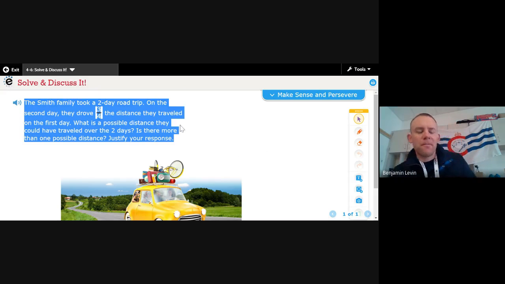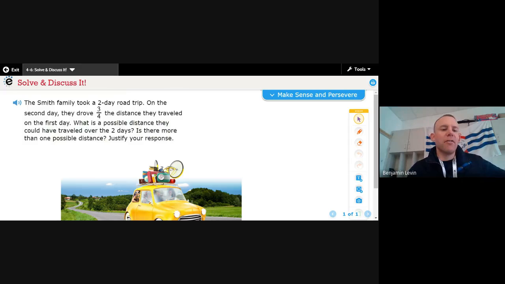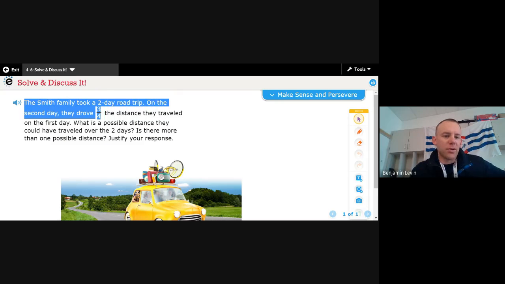Let's think about this. It didn't give us any other information than they drove for 2 days and they drove 3/4 the distance on the second day. So the possibilities here are endless. We could have an infinite number of distances that they drove, right? It doesn't give us any kind of information to give us a hint as far as how they drove. It just wants to see if we're thinking. We could have any distance.